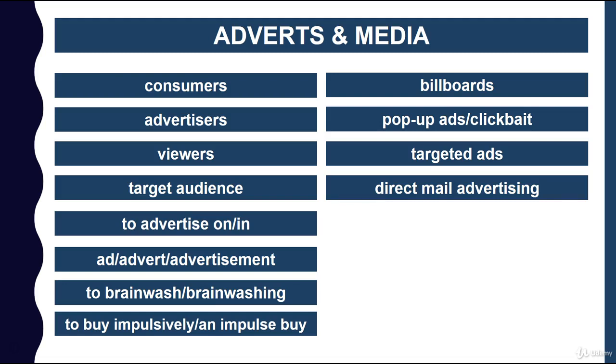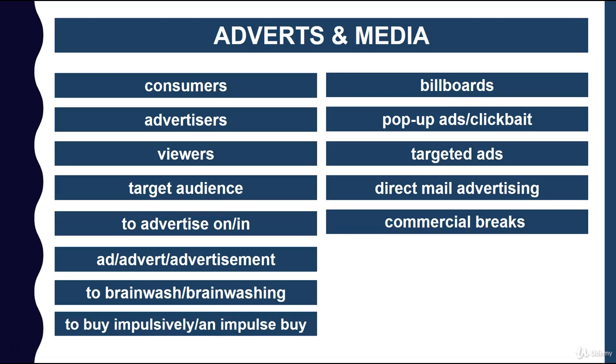Direct mail advertising is where a company sends you a letter. Not many companies do it nowadays, but it is still done, and we often call this junk mail as well. Commercial breaks, these are what appear in a TV programme. So for example, in the UK, in a 30-minute programme, there will be one commercial break. When I was living in Australia, a 30-minute TV programme had 7 commercial breaks, so it can vary from country to country.